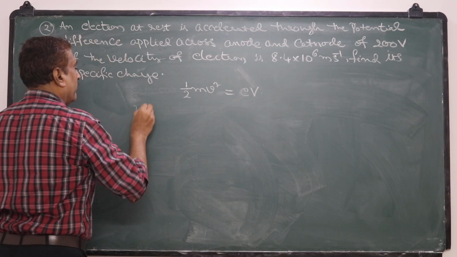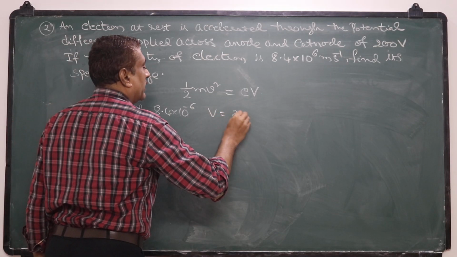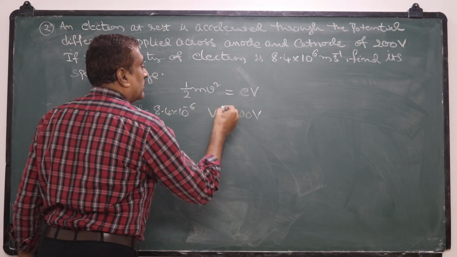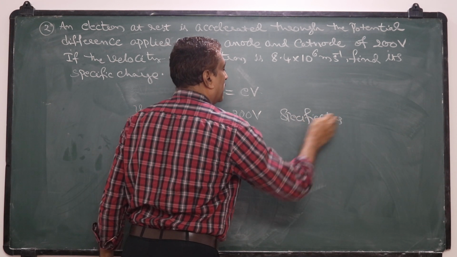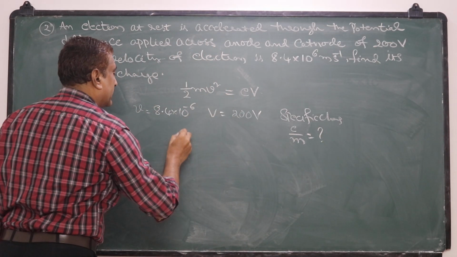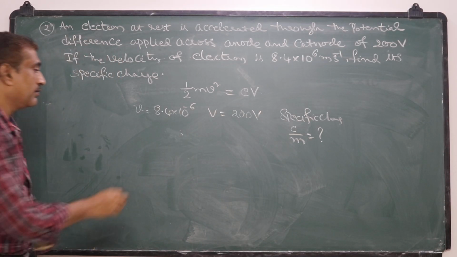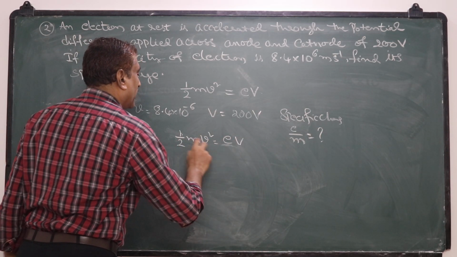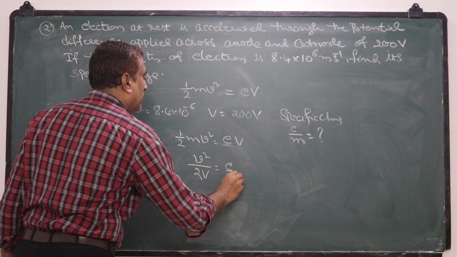So in this problem, given velocity is 8.4 into 10 power 6 and capital V, the accelerating potential, is 200 volt. So you have to find specific charge, that is e by m is equal to question mark. So from this equation, half mv square is equal to eV. So e by m is equal to v square by 2V.